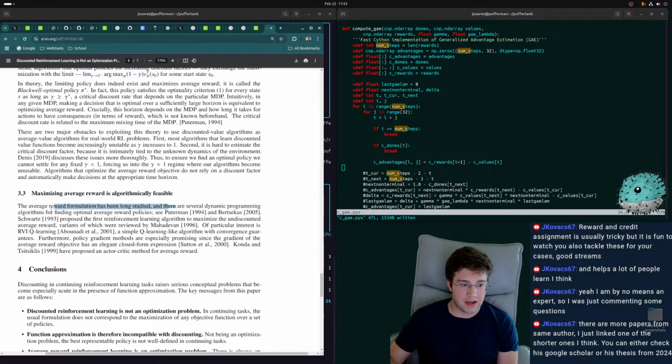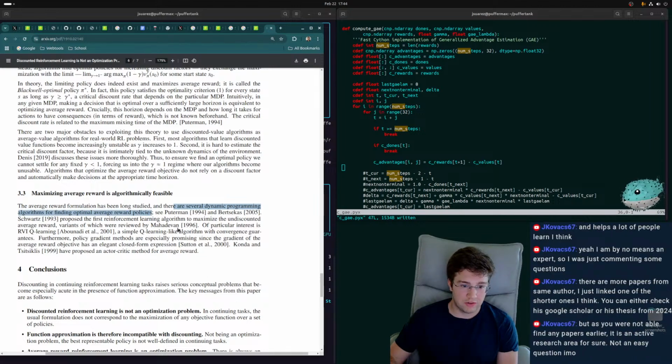There are several dynamic programming algorithms for finding optimal average reward policies. Okay, nobody's doing tabular RL, so that's completely redundant. First RL algorithm to maximize undiscounted average reward. I don't think any of these works. Q-learning. This is before deep Q-learning. This is tabular.